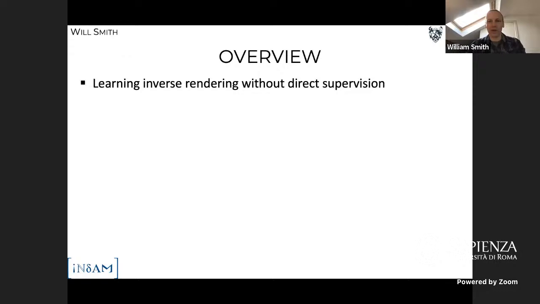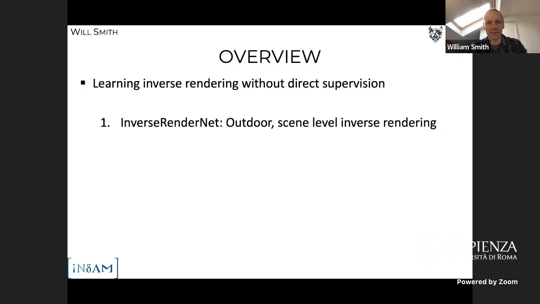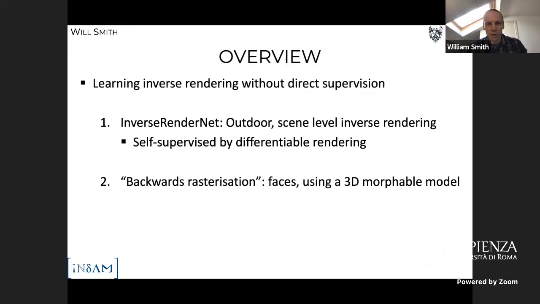examples of the quantities that we want to inverse render. So the two examples I'm going to talk about, the first is a network that learns outdoor scene level inverse rendering. And this works by self-supervision using differentiable rendering. And I'll talk about a few extensions to this work as well. And then I want to mention something that's a current idea, and we've had one go at trying to do this. We're calling it backwards rasterization, and this piece of work is class specific. So it's for faces, and it makes use of the 3D morphable model that Ron just introduced in his talk. So that's very helpful. And the idea of that line of work is trying to avoid forward rendering in the self-supervision, and therefore avoiding problems of rendering not being differentiable.